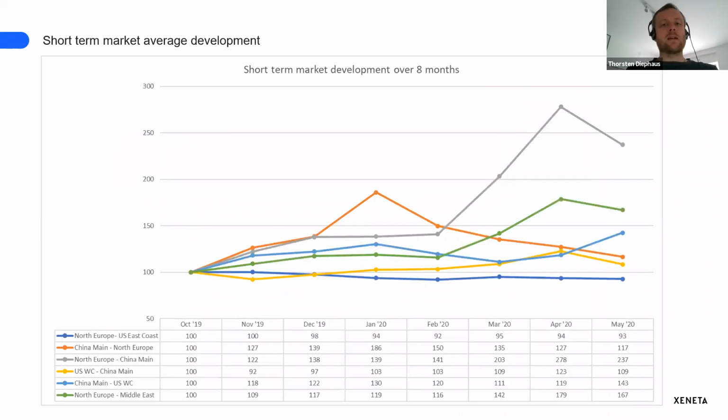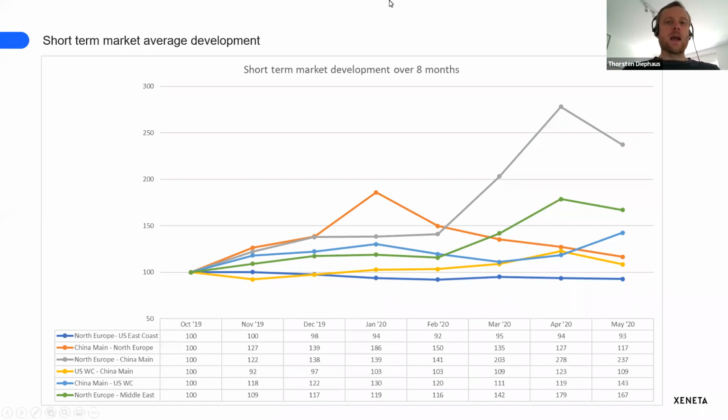When we check our data, and some of you may have seen this graph, this is the market development on the short-term market average. We display the prices from October 19, where we set each and every price at a starting point of 100. If we check the latest development, especially on the two trades which were extremely bullish in the last weeks and months, we see that both of them have a certain dip in May. This could be related to the oil price development, but not necessarily.